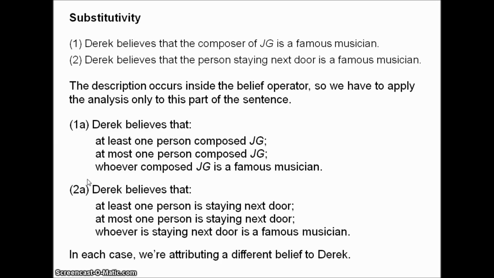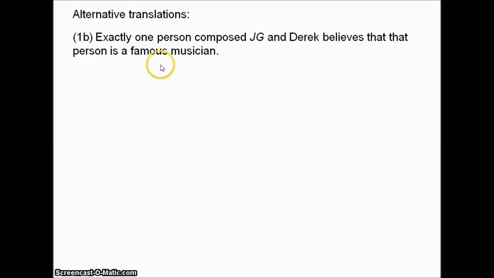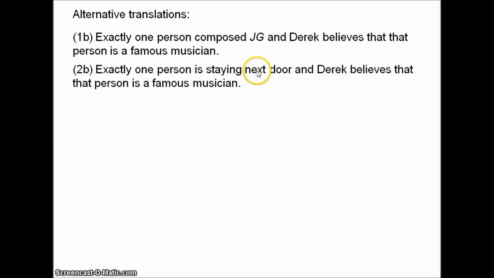It's worth noting that there's another reading of these two sentences. There's another way to translate them. We could translate them like this. So, exactly one person composed Joe's Garage, and Derek believes that that person is a famous musician. Exactly one person is staying next door, and Derek believes that that person is a famous musician.